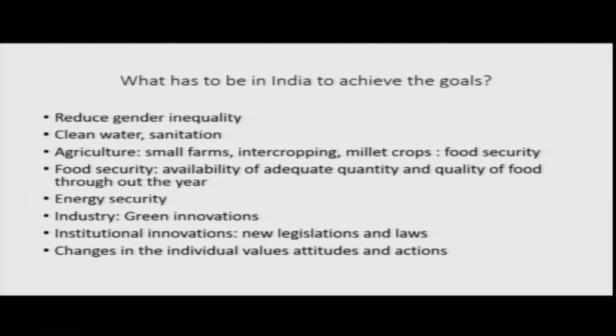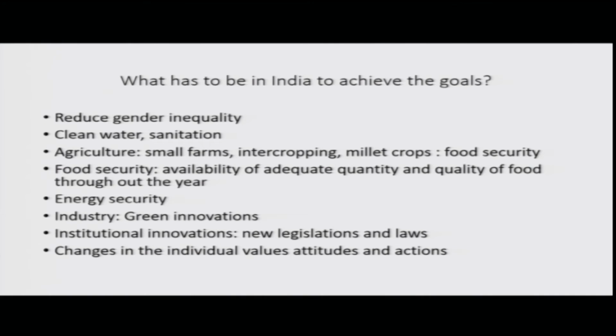Industry must attempt green innovations. These innovations should not really overexploit our resources. Number one, they should be sustainable, they should be green in the sense they do not create environmental problems like air pollution, water pollution and soil pollution. Institutional innovations, new legislations and laws are required to see how we incorporate the sustainable goals into our economic policy and development policy at large.